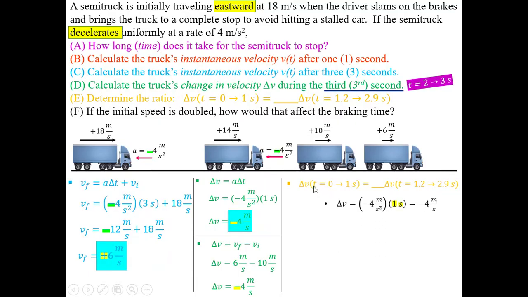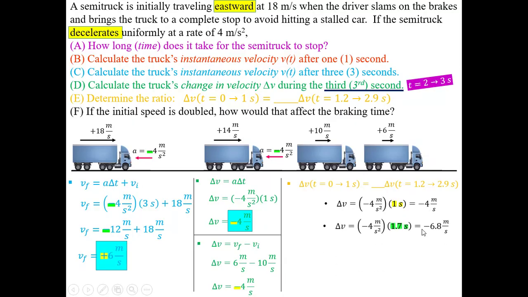So the first one I want to do is from 0 to 1. Well, delta V is just acceleration times time. So back to this statement in the middle here in green, change in velocity is simply a times delta t, right? It's just one function, but that's being used multiple times here. Well, a is -4. Time here is just 1 second because from 0 to 1 is just 1 second. -4 times 1 is -4.